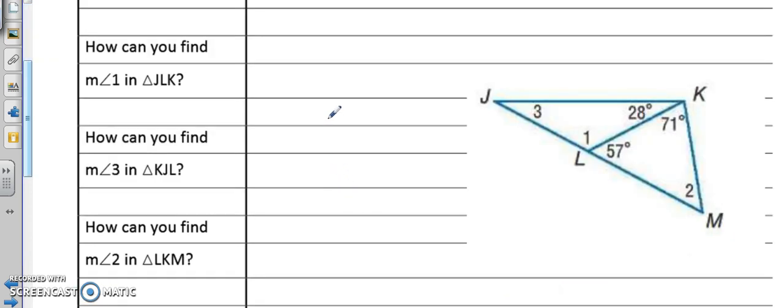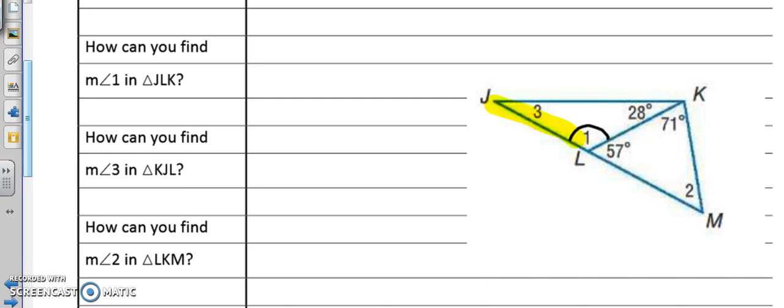So now let's take some time to put that tool to use. We've got a triangle over here on the right hand side and we have a question. How can you find the measure of angle 1 in triangle JLK? So first of all, let's focus on what angle we're looking for. We're looking for the measure of this angle, right? They've named them by numbers. And we're talking about a triangle JLK.